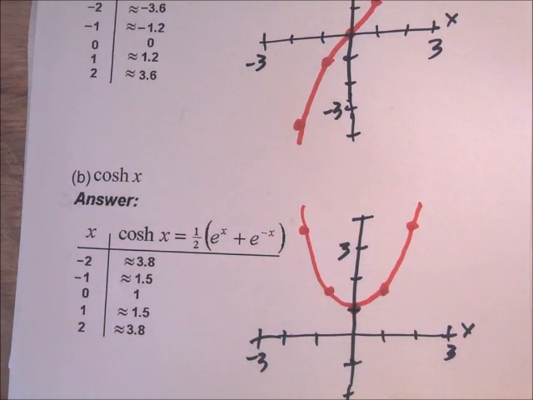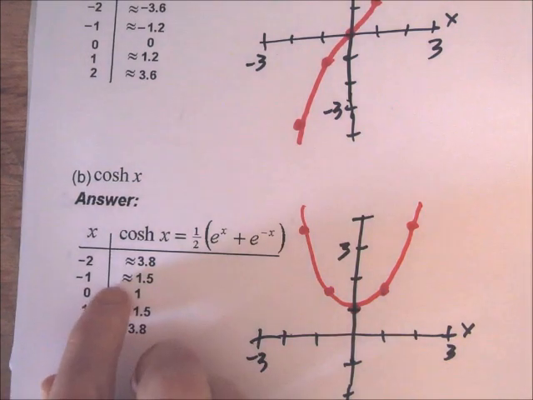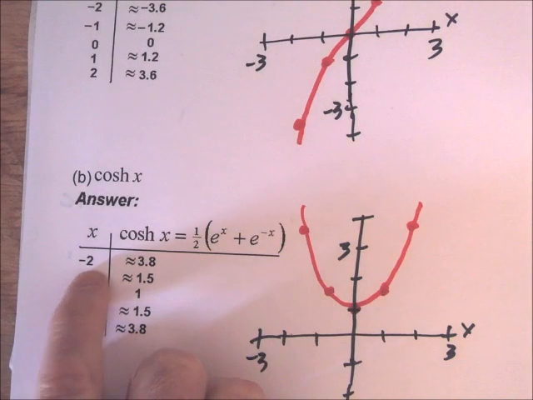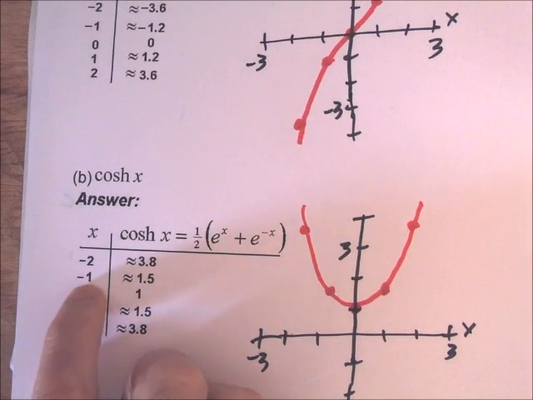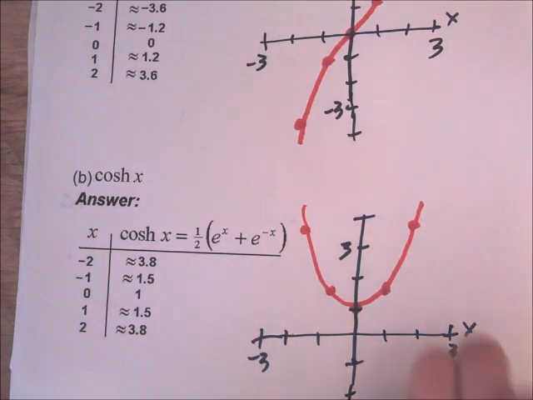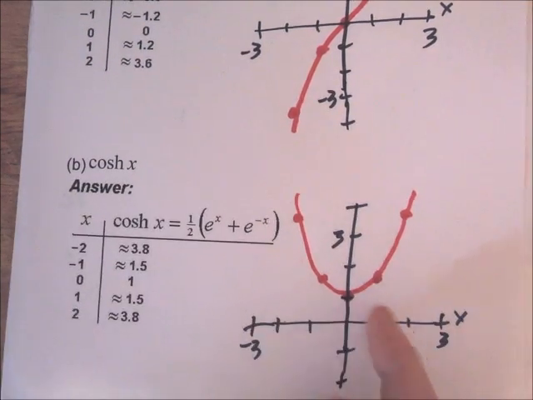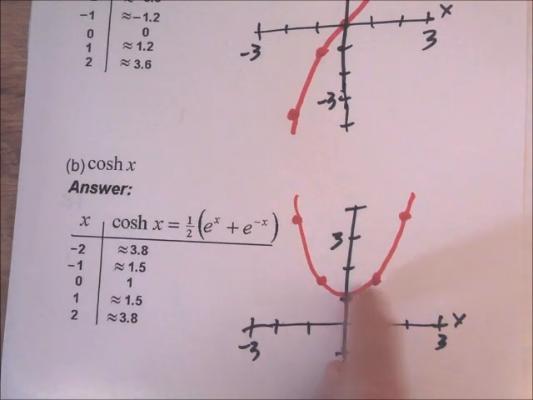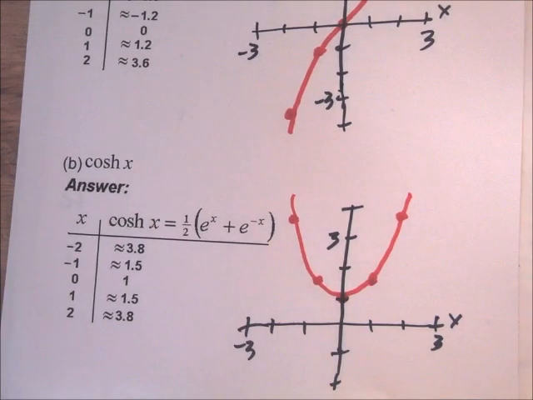I mentioned before that cosh is an even function, and there's a couple ways that shows up. One thing is that cosh of -2 is the same as cosh of 2. Cosh of -1 is the same as cosh of 1. That shows up in the table of values. On the graph, the left side of the graph is the mirror image of the right side of the graph.